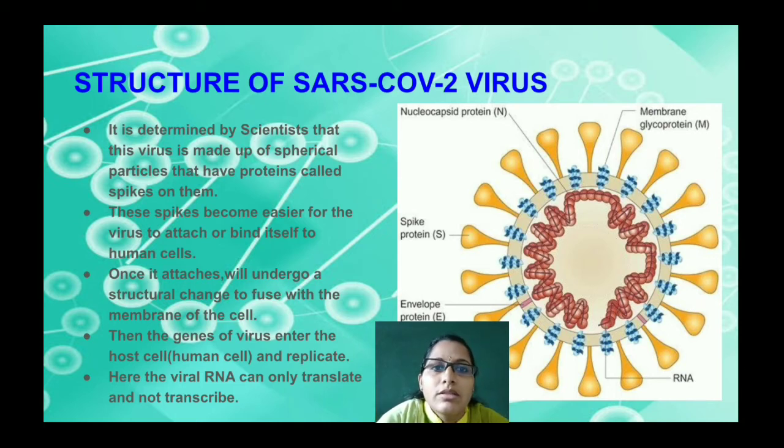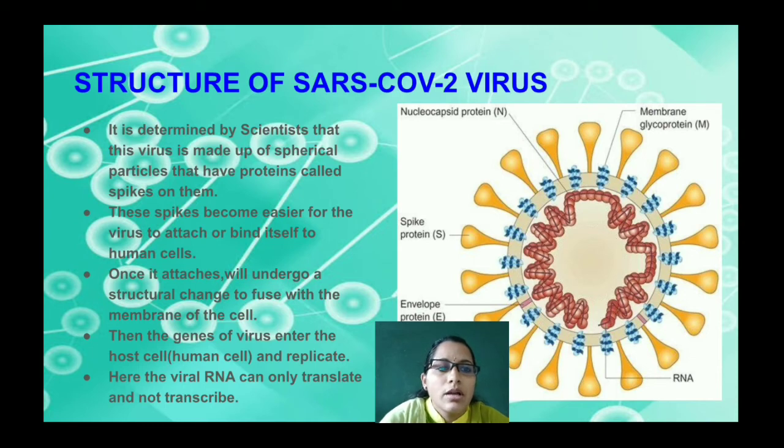So these are the spikes on the proteins, the proteins that will make the virus attach and bind itself to the human cells. So once it attaches, it will undergo a change in its structure, to fuse inside the membrane of the host cell. So then the genes of the virus enter into the host cell.